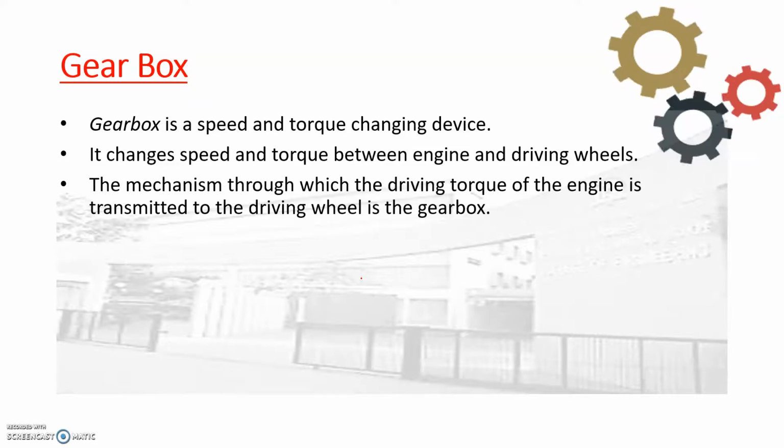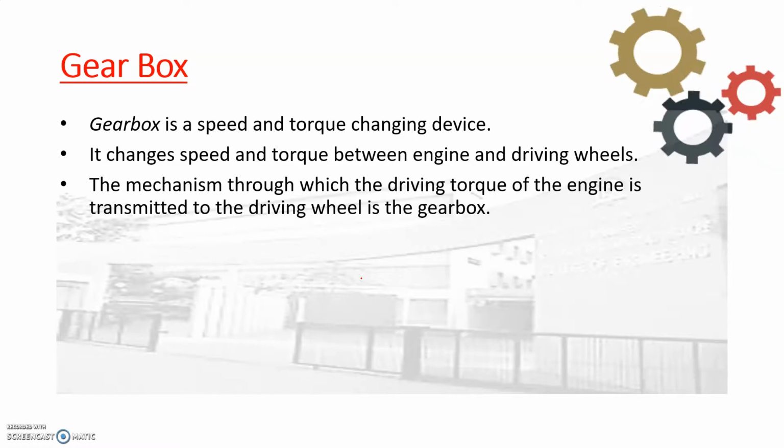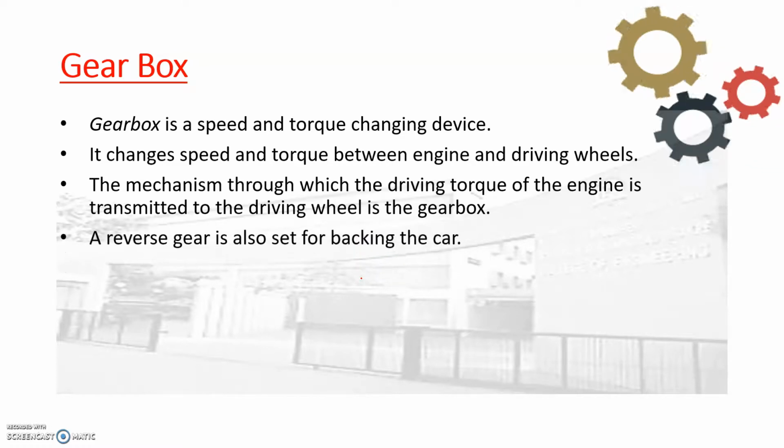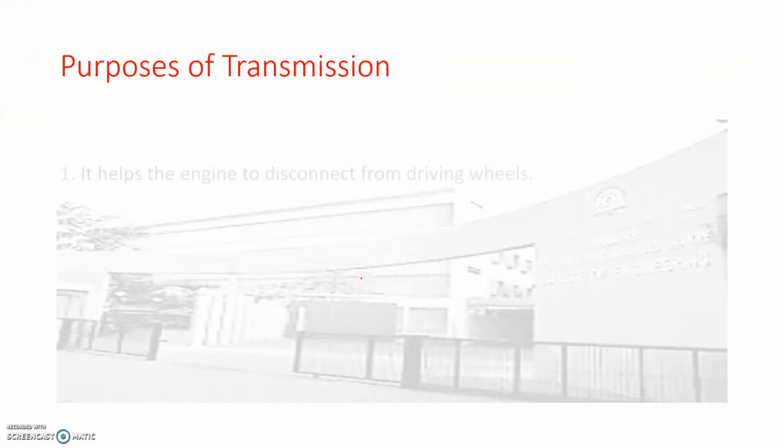The gearbox is a part of the powertrain system to have variation in the engine torque to the road wheels, and it has some mechanisms. For example, if we have to reverse the direction of the car, we have one more additional gear, an intermediate gear, which is called a reverse gear, that we will see in detail.